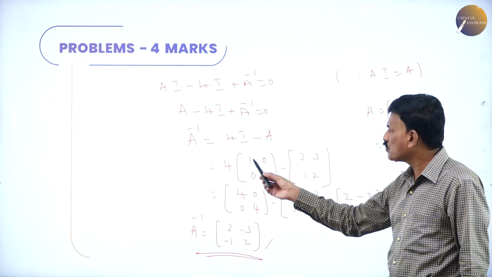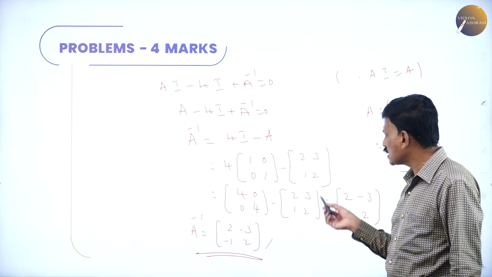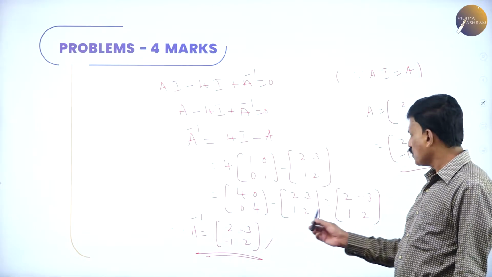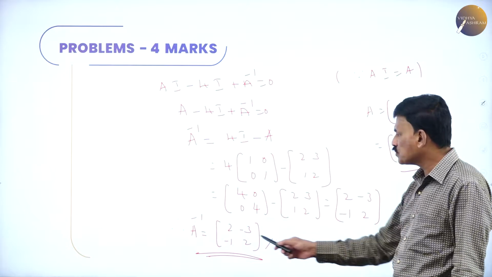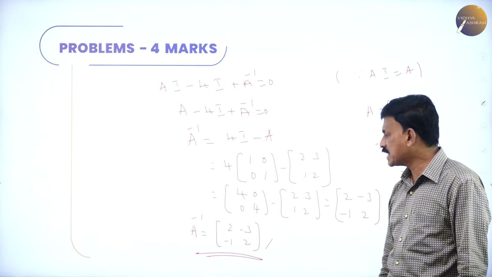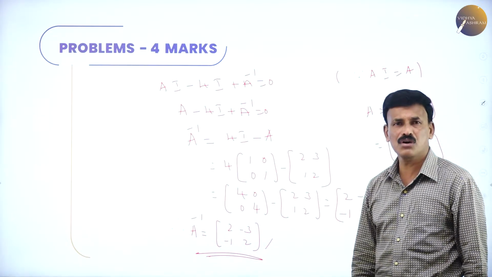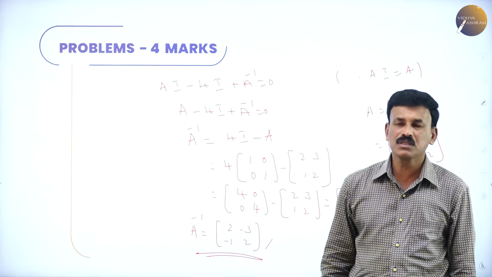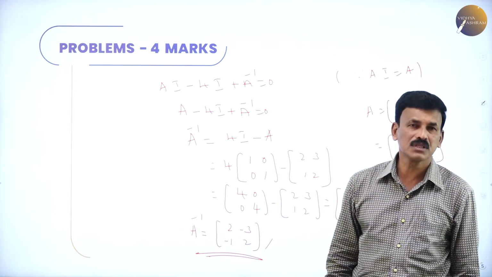Multiply this by 4, 4 ones are 4 0 0 4, minus the same matrix: 4 minus 2 is 2, 0 minus 3 is minus 3, 0 minus 1 is minus 1, 4 minus 2 is 2. So therefore the inverse of the given matrix is 2, minus 3, minus 1 and 2. This is how we are going to find the inverse. So this is one of the concepts in the Cayley-Hamilton theorem, right?